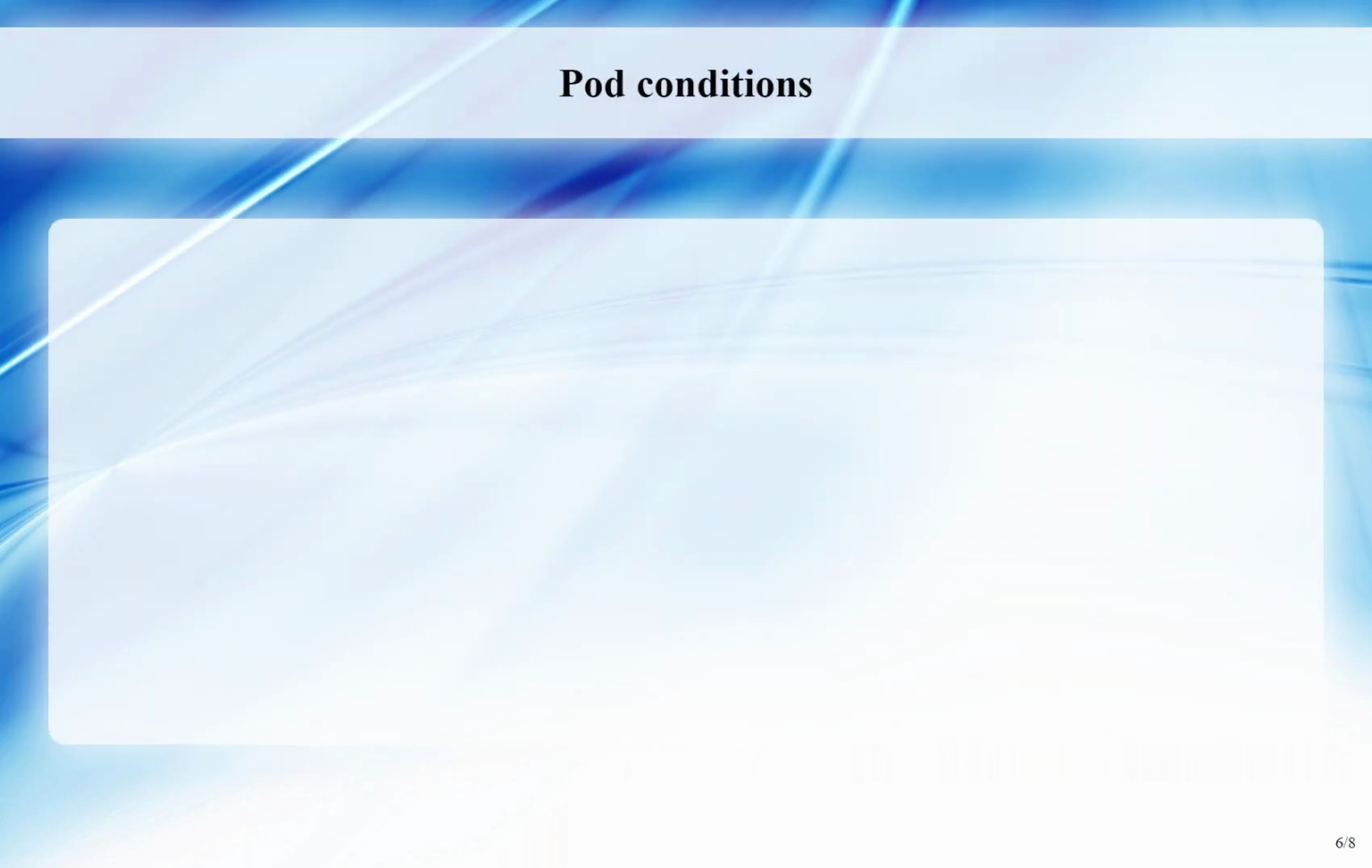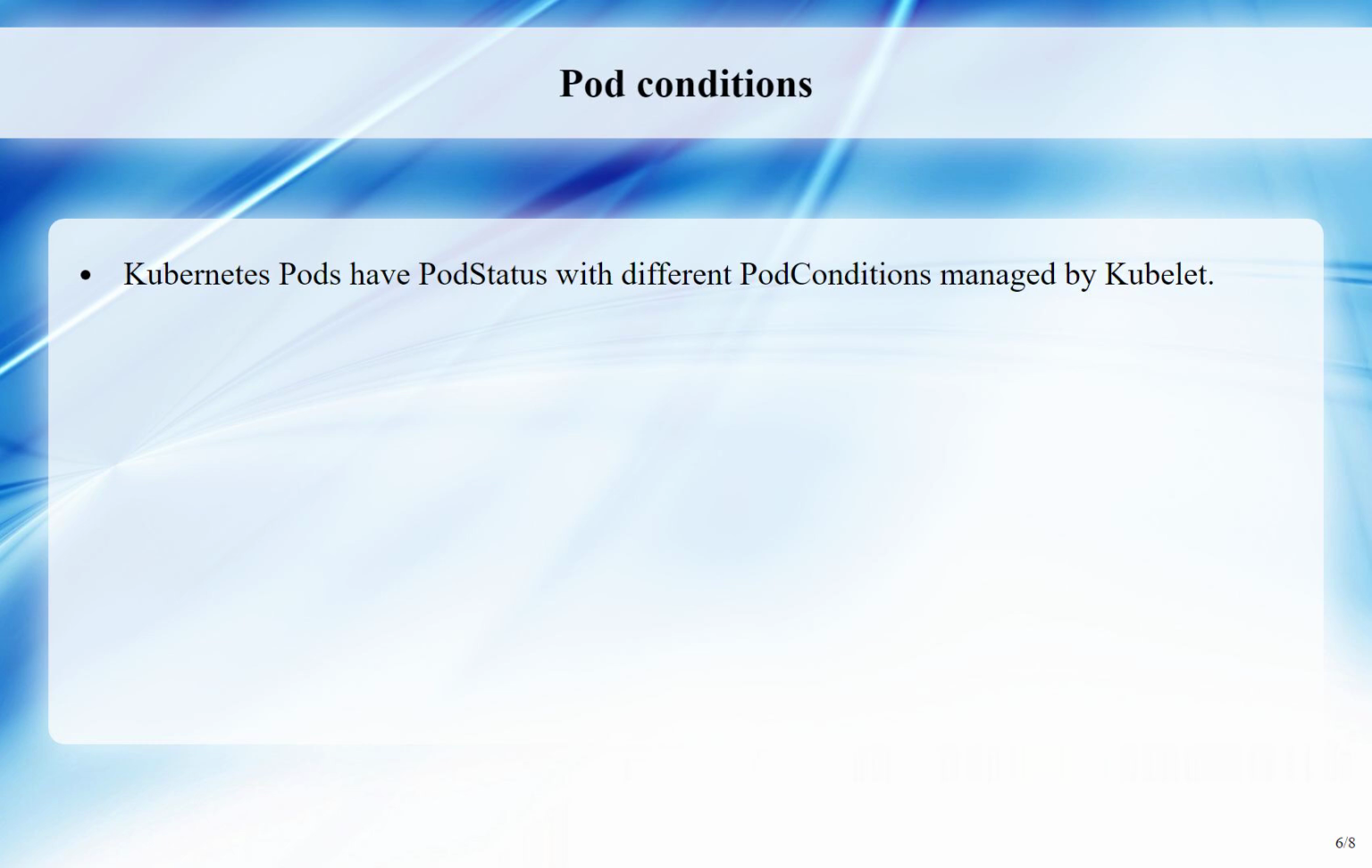Pod conditions. In Kubernetes, a pod has a pod status that includes an array of pod conditions that the pod has either passed or not passed through. The kubelet manages various pod conditions, including PodScheduled, PodReadyToStartContainers, ContainersReady, Initialized, and Ready.